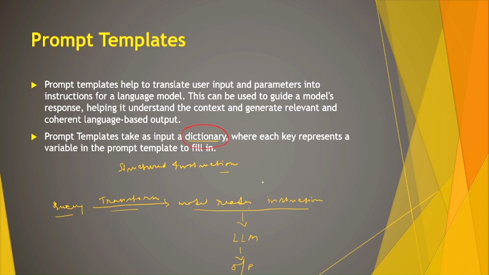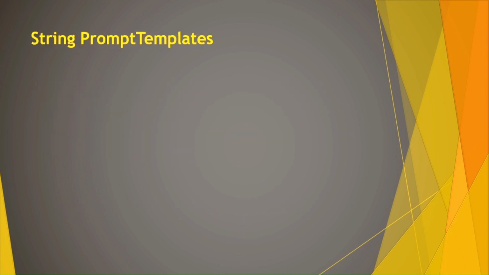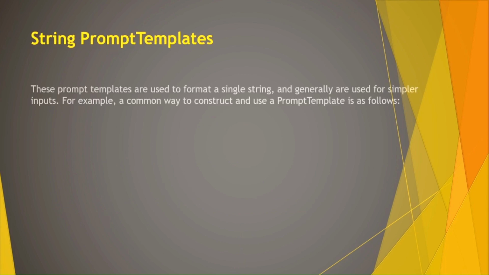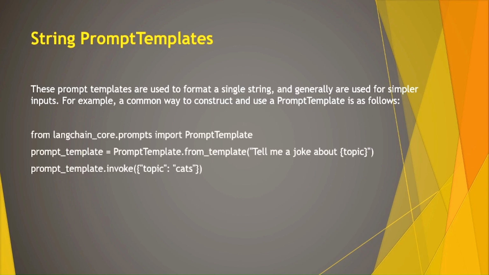Okay, so there are different types of prompt templates. Let's go one by one. First thing, string prompt template. What is this? These prompt templates are used to format a single string. They generally are used for simpler input. So let's see one example. This is the basic example of a string prompt template. Guys, we'll do all the practical part so you'll get to know it very clearly, but for the time being, just take note of how we implement all these things in your coding part.